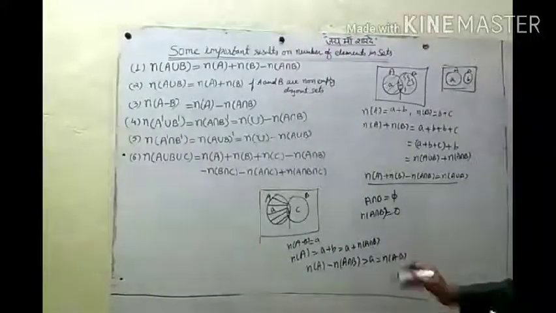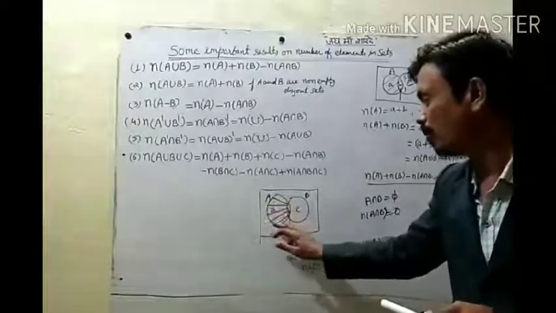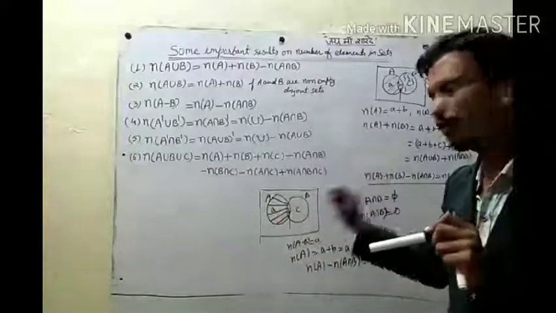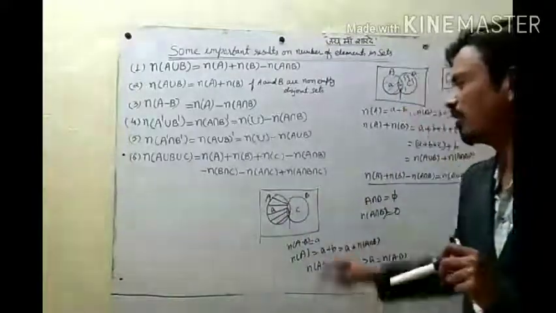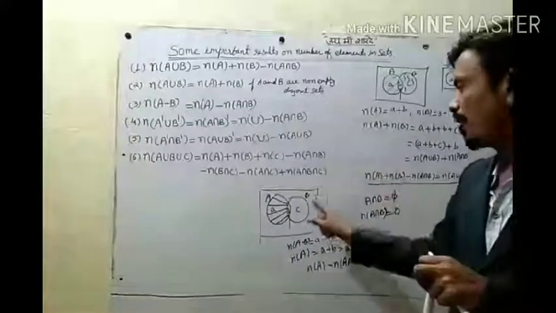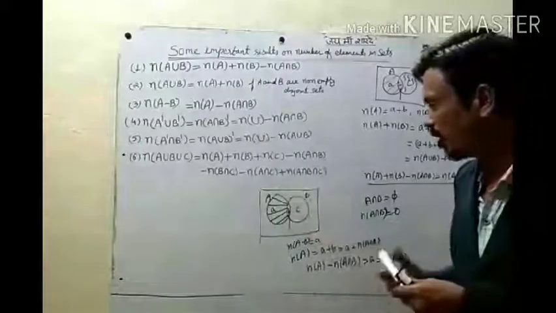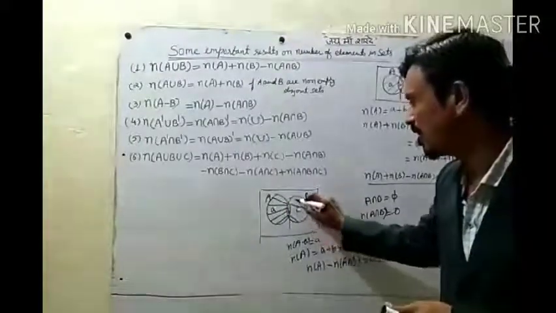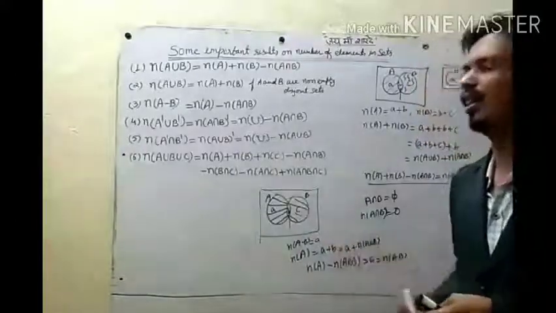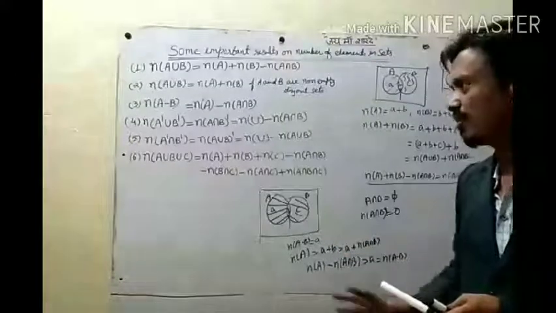So if we want to find the number of elements of A minus B, what will we do? From the number of elements of A, from all the elements of A, subtract the number of common elements of A and B. That will give you the elements in A minus B. In the same way, if we want to find the number of elements in B minus A, from this portion we need only this part. How many elements are in B minus A? From the number of elements of B, subtract the intersection. How many elements are common? That will give you the elements in B minus A. Okay?